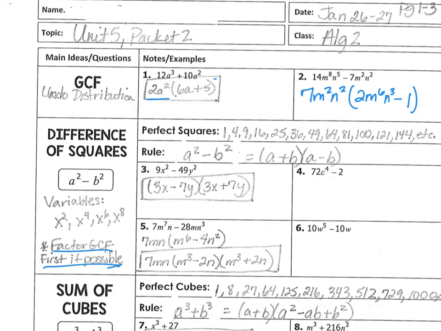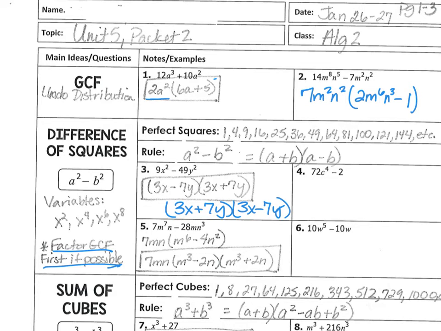So basically, you just take the square roots, and you're going to put it in two sets of parentheses, one with a minus and one with a plus. It does not matter the order you write them in. So if I had written 3x plus 7y, 3x minus 7y, those are the same thing. As long as you have one with a plus and one with a minus, that's fine. Okay?